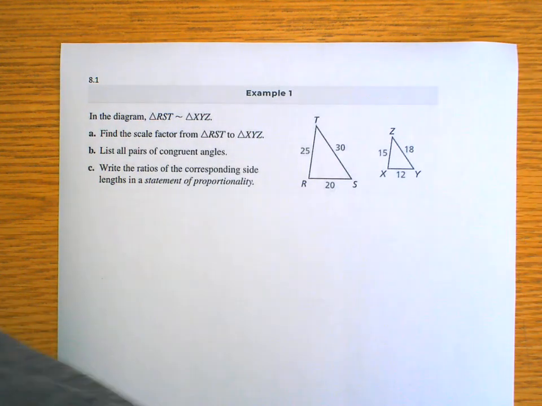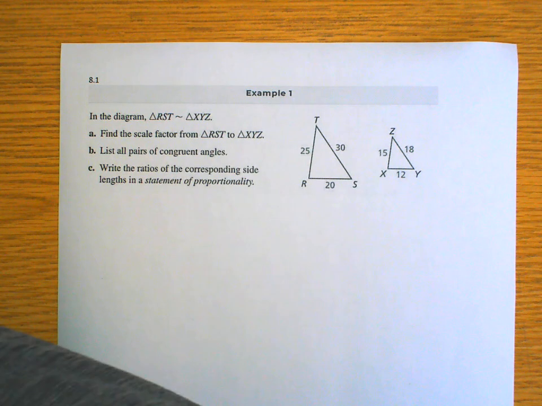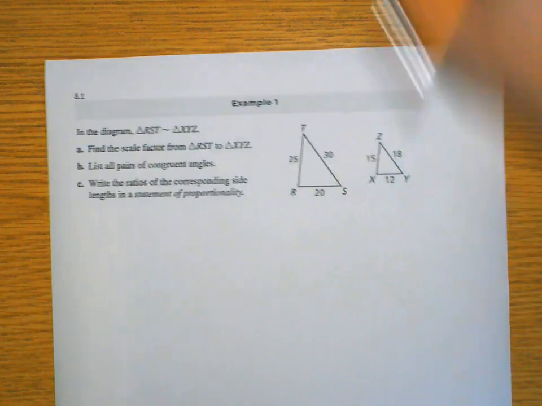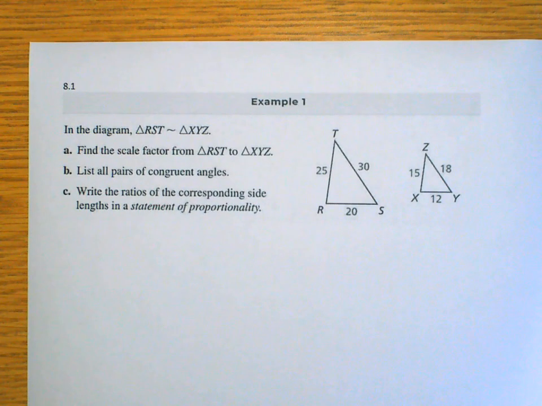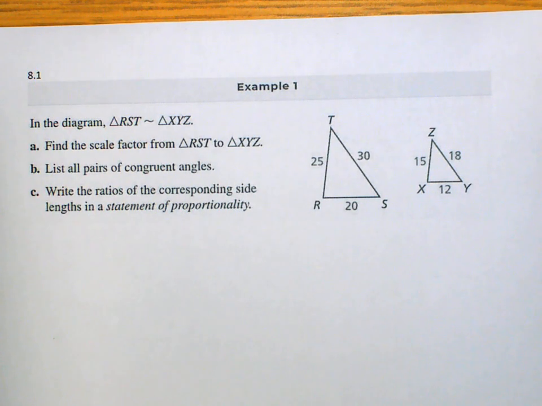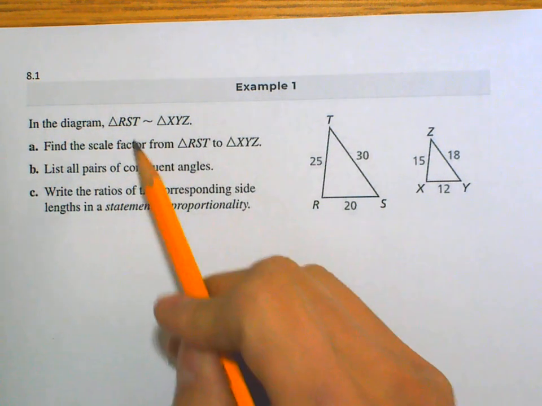Okay, let's take a look at the first example. In this first example, this is what we have. Let me zoom in a little bit. They tell you here that these two triangles are similar. That's what they tell you here.